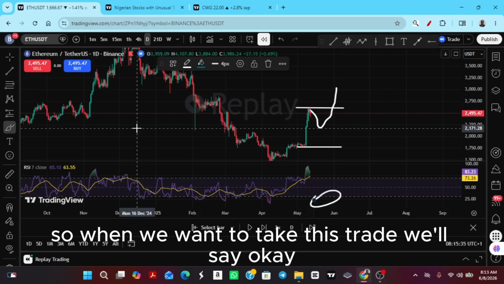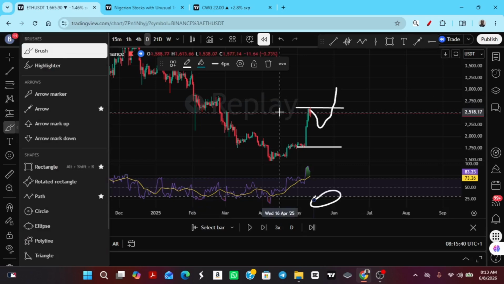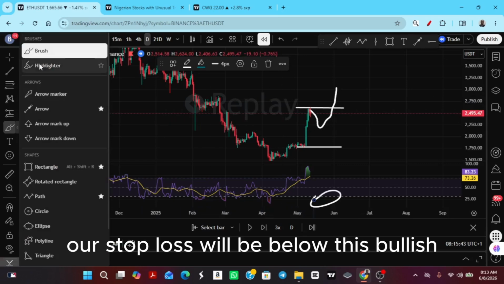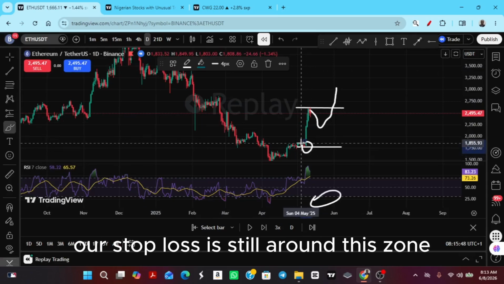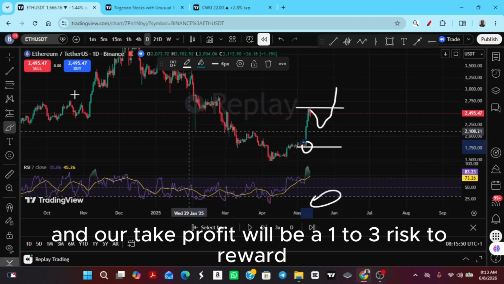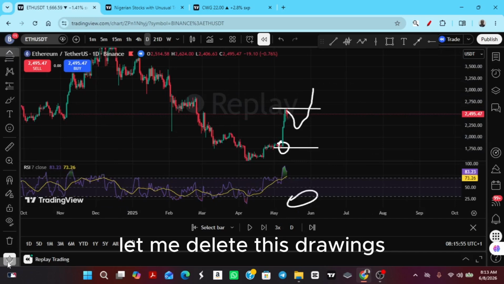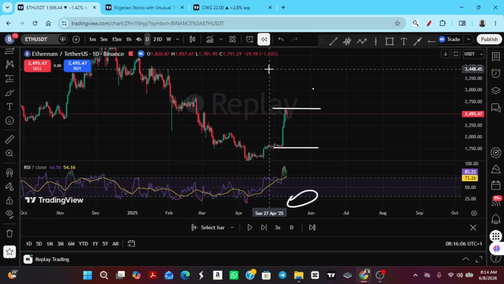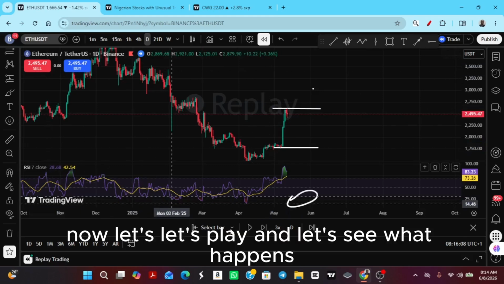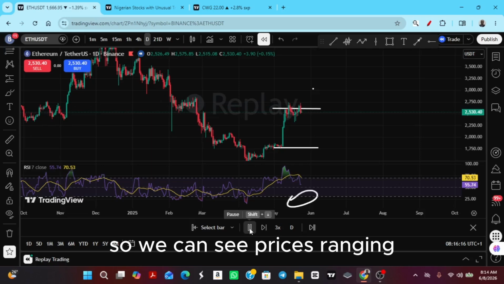So when we want to take this trade, we'll say our stop loss will be around this zone, below this bullish engulfing candle. Our take profit will be a 1 to 3 risk to reward. Let me delete these drawings. Now let's play and see what happens. So we can see price is ranging.